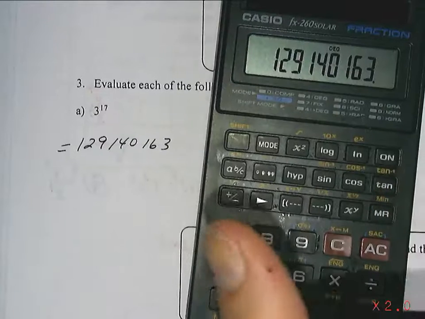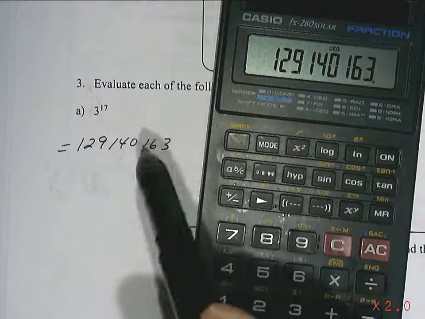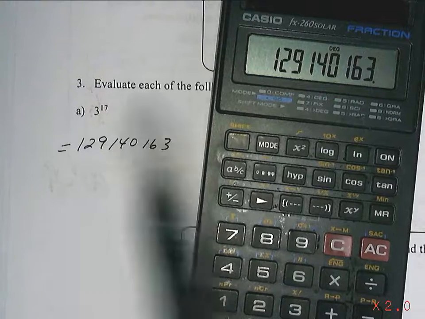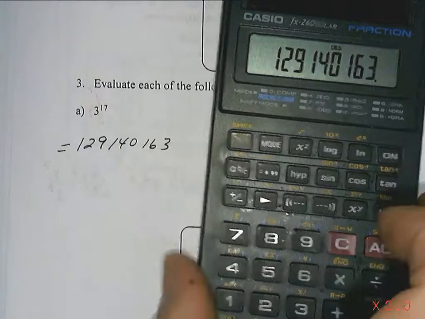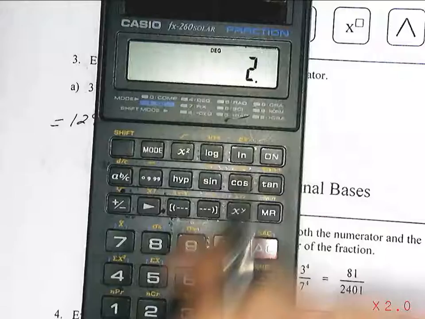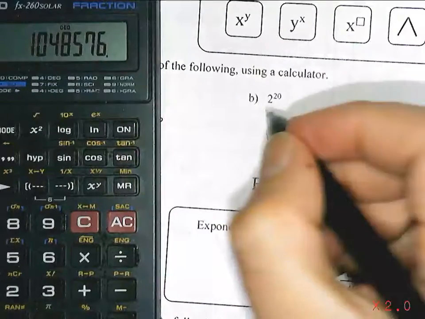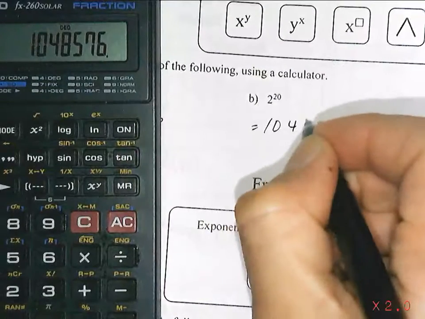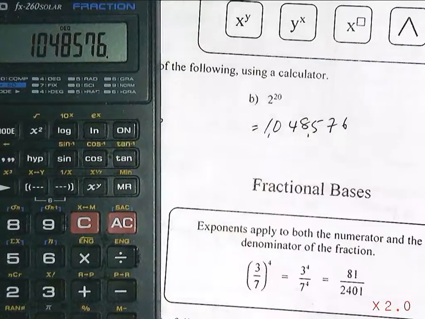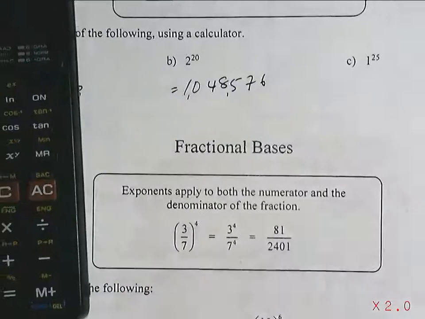Are the rest of you in the audience, studio audience, getting the same? At home, if you're not getting the same answer, keep playing around with your calculator till you do, because that's the answer. Learn how to use your calculator. 2 to the 20, that's going to be a huge number. 2, y to the x, 20, equals. Well, it's not that big. 1,048,576.